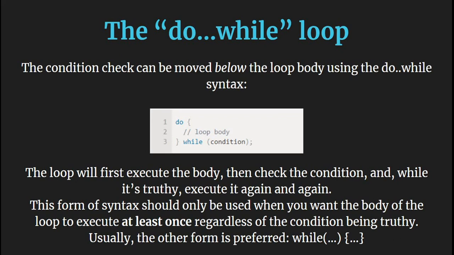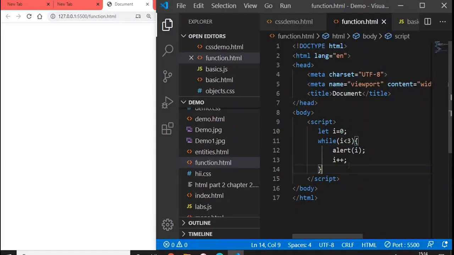Usually the other form is preferred, that is while. This is used in rare cases. So while do was already done, this is do while. Now let us check the output of this as well. Yes, so I'm here. This is the do while, right? Sorry, this is the while do. The while statement is here, then the program runs here.